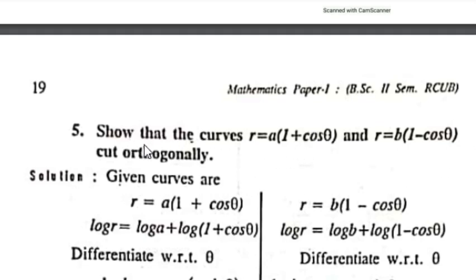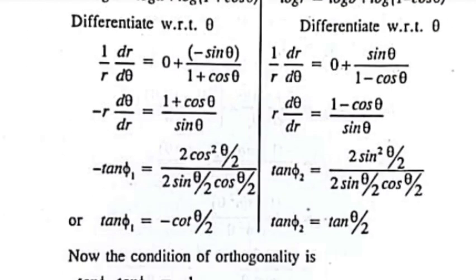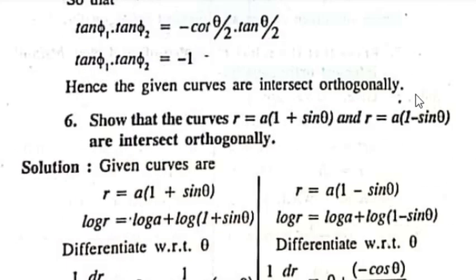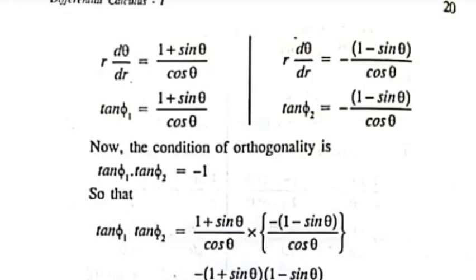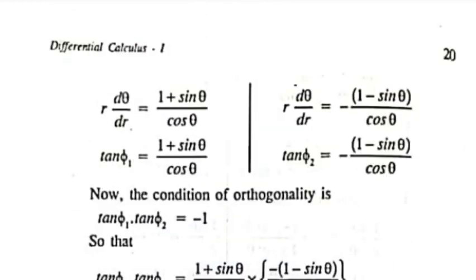In each of these two types of problems, the same techniques are applied. So here the problem is: show that the curves r = a(1 + cos θ) and r = b(1 − cos θ) cut orthogonally. The same method is applied: taking log, finding tan φ1 and tan φ2, then the product, showing that the product of tan φ1 and tan φ2 is equal to −1. Here what we got is tan φ1 = (1 + sin θ)/cos θ, and tan φ2 = −(1 − sin θ)/cos θ.